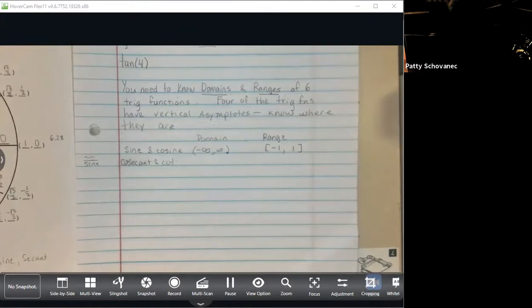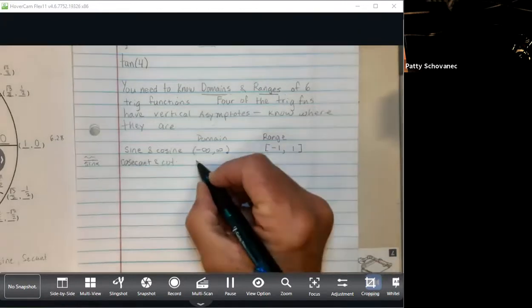So tell me where these asymptotes occur. For what values of x will the sine be 0? Pi, 2 pi, 3 pi, 4 pi, any multiple of pi, any integer multiple of pi. So the domain is x cannot be any integer multiple of pi.